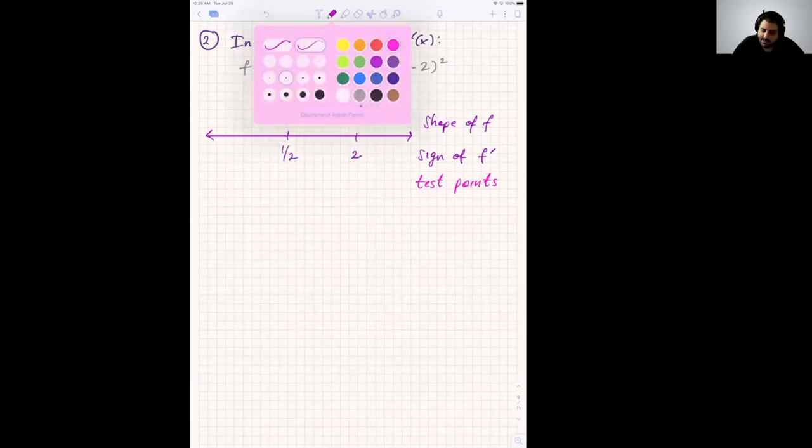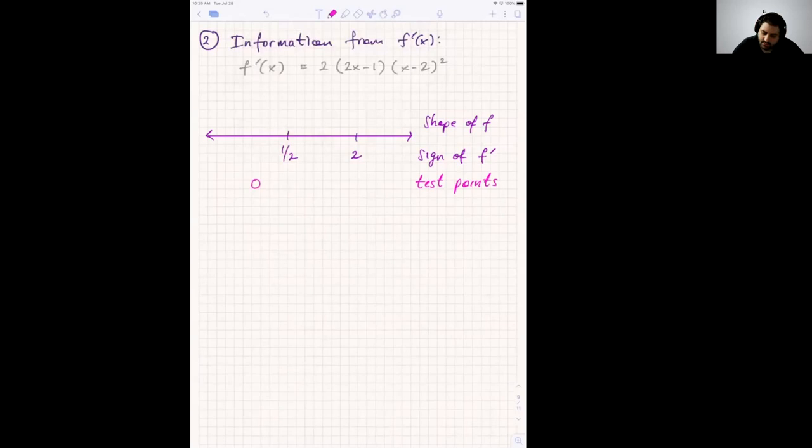Okay, so now let's choose some easy test points. So let's choose, say, 0, 1, and 3. Those are probably pretty easy. Looking at each of these factors, there's a common factor of 2, that's always positive. The 2x minus 1 gives me negative, positive, positive. And the x minus 2 squared, that's going to give me positive no matter what, because it's squared. So altogether, we get negative, positive, positive.